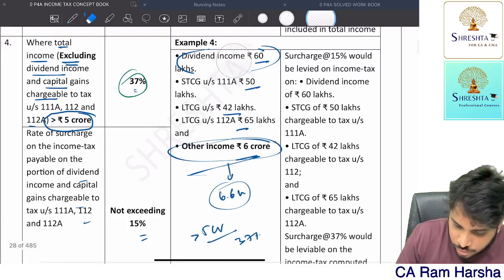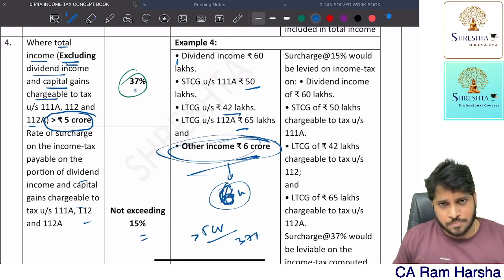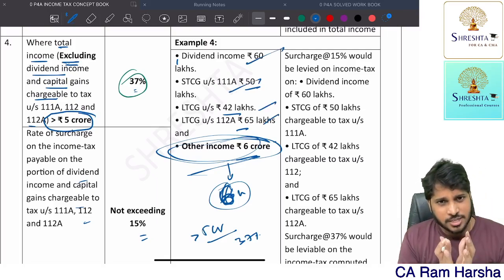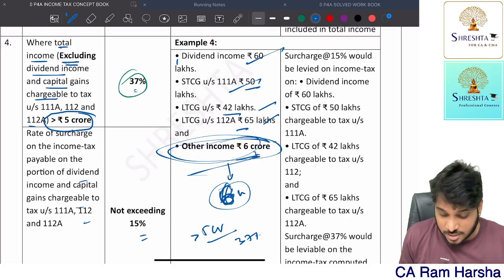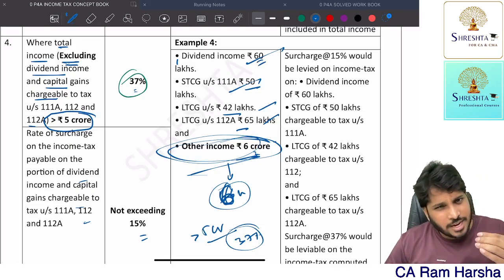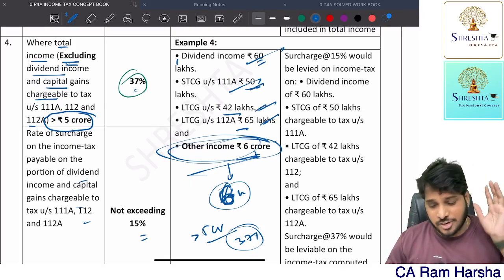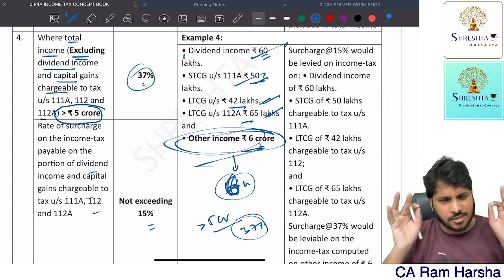For calculation of the limit, you don't consider dividend income, only other income, which is 6 crore. We should eliminate dividend, short term gains, all this. The remaining income, taxed at normal rates, is exceeding 5 crores. In this case, it is 6 crores. What is the rate of surcharge? 37%. On dividend income, the rate of surcharge is 15%. In all these cases, the rate of surcharge is 15%. Like I just showed you how to compute, exact format you have to follow.